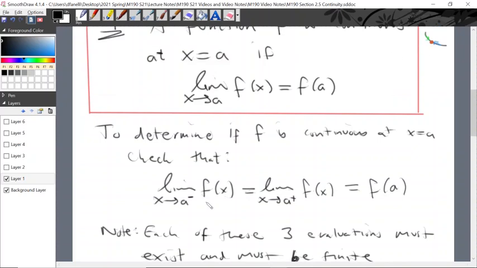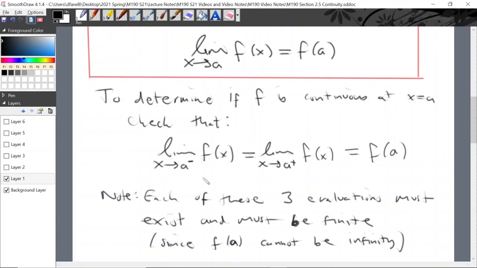Check the left-hand limit, that is, as x approaches a from the left of f of x, what does that go to? What is the output? Then the limit from the right: what is the limit as x goes to a from the right of f of x? And finally, you want to check what is f of a itself. If all three of these things are equal to each other, then the function is continuous at x equals a. Now, this means also, again, that each of these three things have to exist independently, and they must be finite.